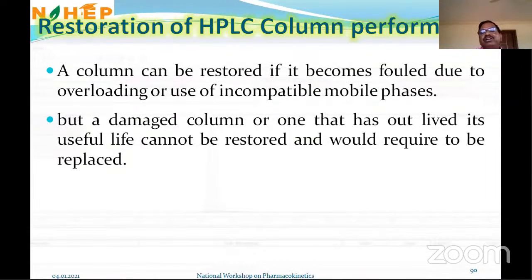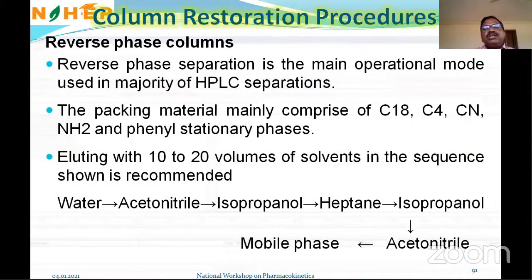A column can be restored if it becomes fouled due to overloading or use of an incompatible mobile phase. But a damaged column or one that has outlived its useful life cannot be restored and would need to be replaced. Coming to the restoration procedure for a reverse phase column. Reverse phase separation is the main operational mode used in the majority of HPLC systems. The packing material mainly comprises C18, C8, cyano, amine, or phenyl stationary phase.